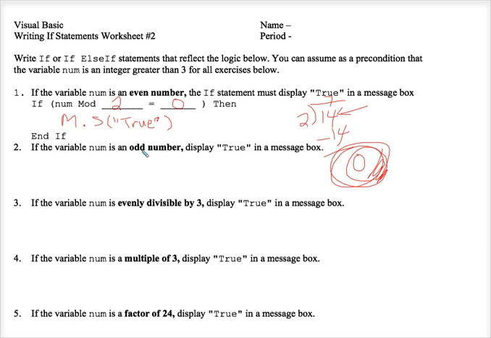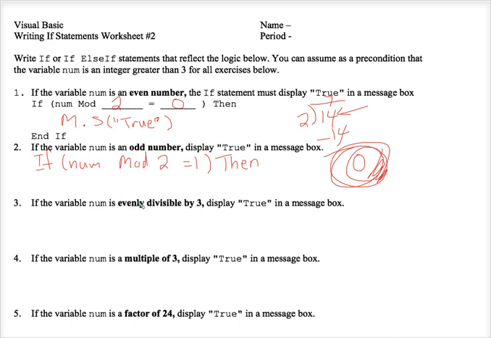Number 2, similar, although different, we're looking for odd numbers. So if num mod 2 again equals 1 is the way that you test for odd numbers. And the rest of this you can fill in on your own.